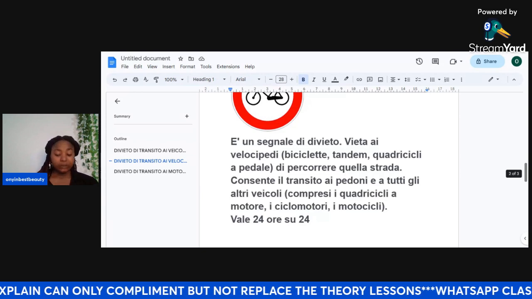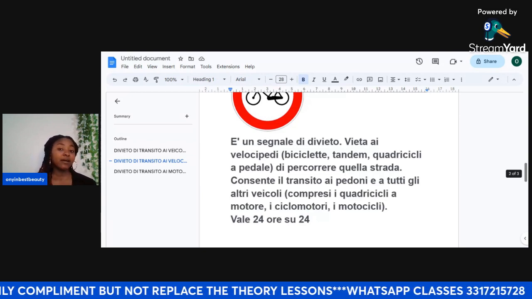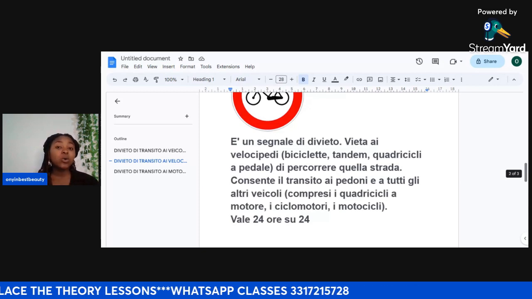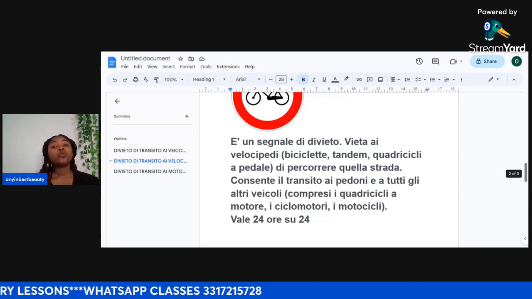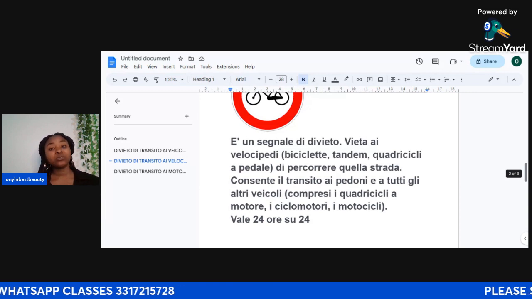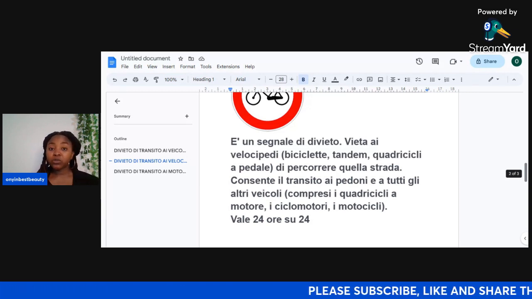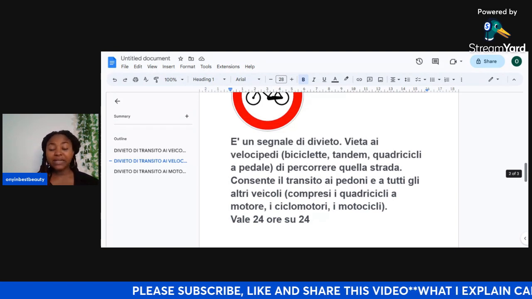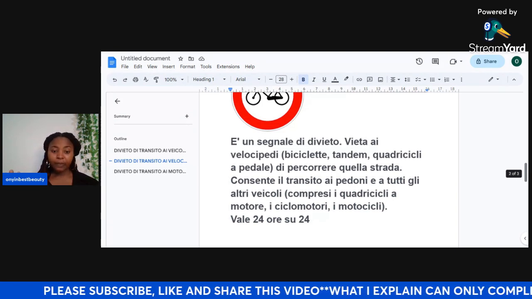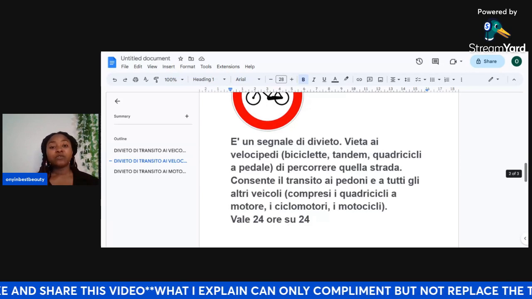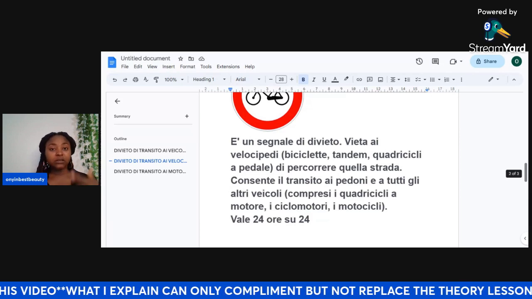Now, you will not say that because motorcycles have 2 tires, just like bicycles, motorcycles cannot enter. Motorcycles have their own signal. They will put a picture inside this sign to tell you that it is referring to only motorcycles. But for now, it is not referring to motorcycles, it's referring to only bicycles. Okay, meaning that motorcycles can enter. All other vehicles can enter. And this sign is valid for 24 hours, meaning all day.